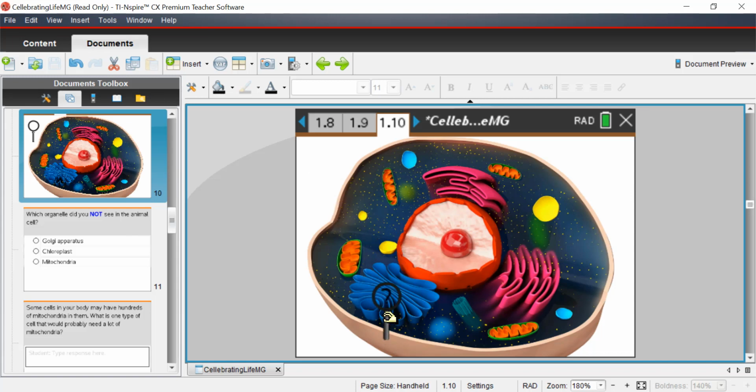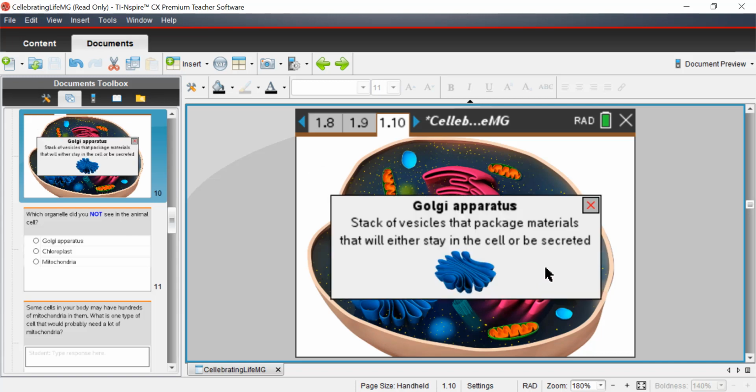Now let's see what this big blue foldy looking thing is. All right, this is called the Golgi Apparatus, also known as the Golgi body. This is a stack of these little containers, I guess, called vesicles. Those package materials that will either stay in the cell or be secreted out into the cytosol. So, the Golgi body or Golgi Apparatus.